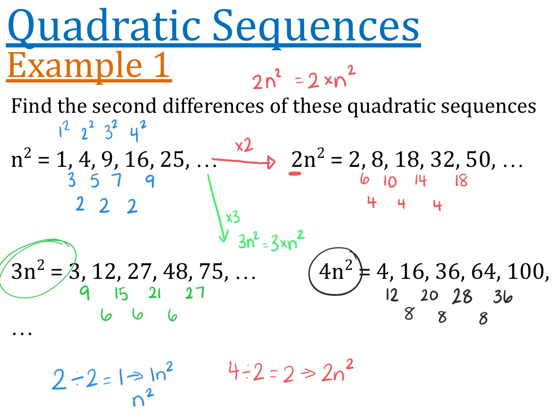Then we had a second difference of 6. 6 divided by 2 is 3. That told us to compare it with 3n squared. And then lastly, we had a second difference of 8. 8 divided by 2 is going to give us 4. We need to compare it with 4n squared. So what we always want to do is take our second difference and divide it by 2.